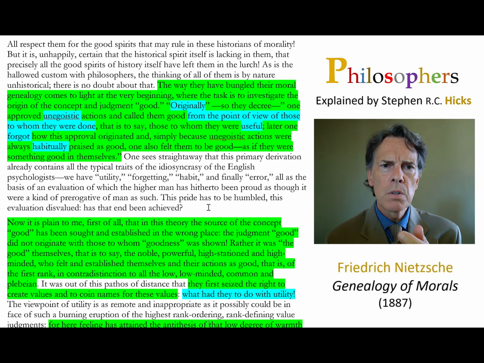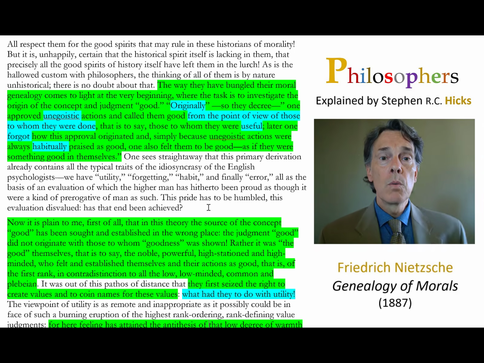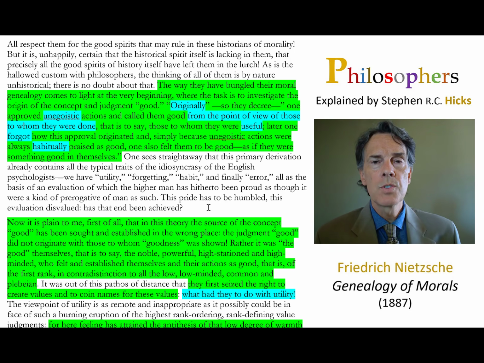And then Nietzsche says here, well, the way they have bungled their genealogy comes to light from the very beginning, where the task is to investigate the origin of the concept and the judgment good. All right, originally, so they decree, one approved unegoistic actions and called them good from the point of view of those to whom they were done. Okay, so we will pause there.